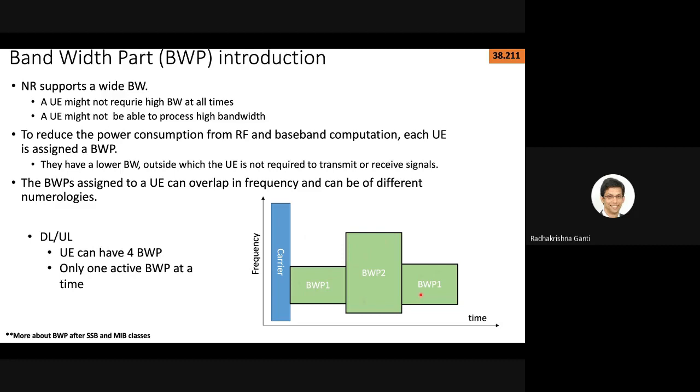An example is like when there is less data transmission, the UE can use a bandwidth part which has low bandwidth. Suppose suddenly you start doing video, then it can use the second bandwidth part. So it's for power saving, and your devices will be more power efficient. In LTE, we used to use the entire 20 megahertz band on the device side, whereas in 5G we are more particular about power saving.